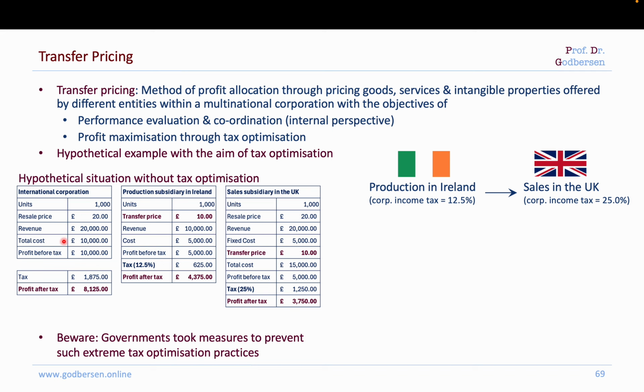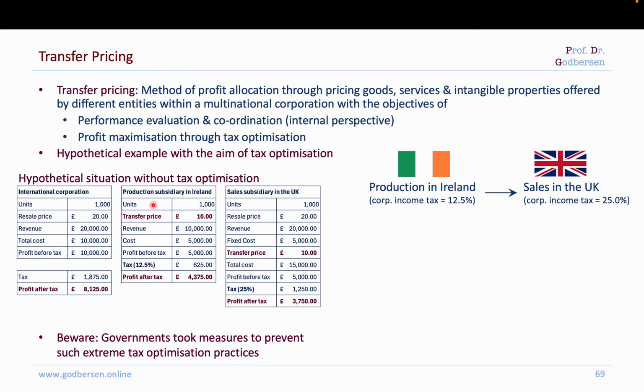Let's assume our total costs are £10,000. And that means revenue 20,000 minus £10,000 cost is a profit of 10,000. One could say now, all right, then it's fair enough. Our profit is split evenly to Ireland and the UK.